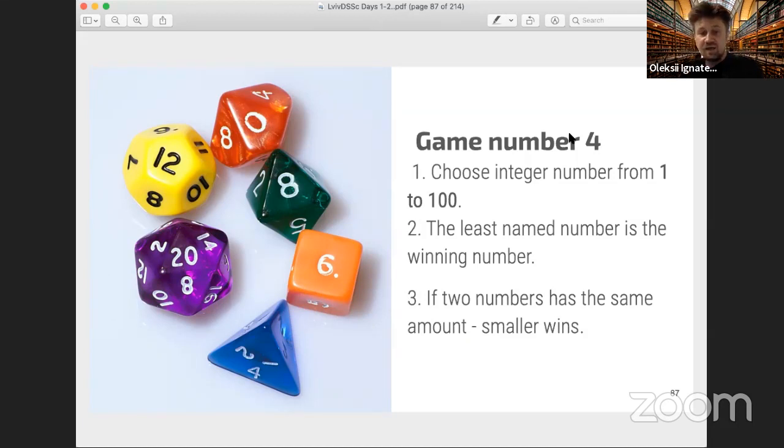So here we have the list named number, opposite to the previous game. The least named number is the winning number, but if two numbers have the same amount, the smaller wins. And to be in this set, you need to name this number. If you name zero, you do not play. So if two players named one, two players named two, and one player named five, then five is the winner, because five is the least named number. But if you have different numbers each named by one player, then the smallest one is the winner.